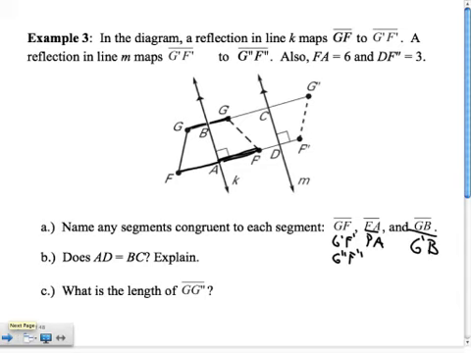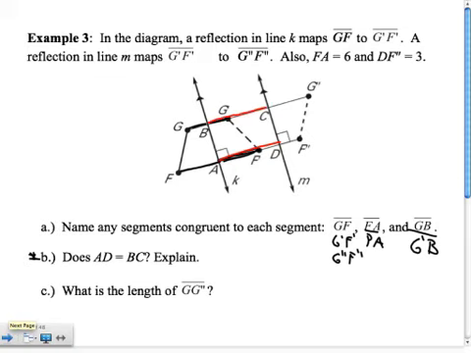Okay, and there's actually more relationships going on there, but I'm not going to get into all those discussions. It says, now this part B is one that should make sense. It says, does AD equal BC? Explain. So does AD equal BC? The answer would be yes. Well, how do I know that?